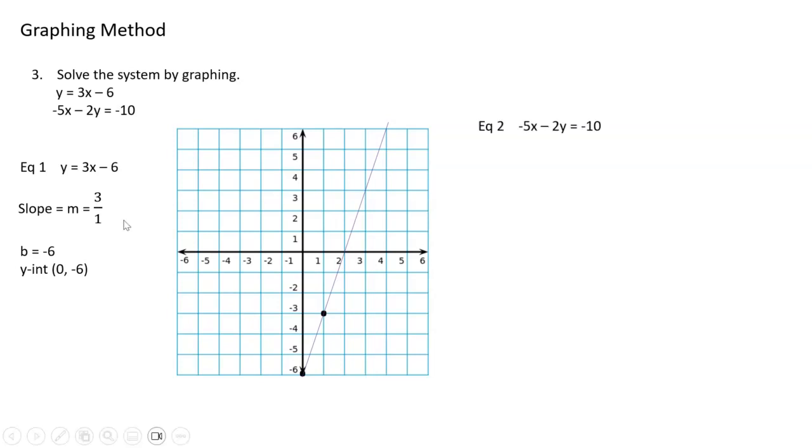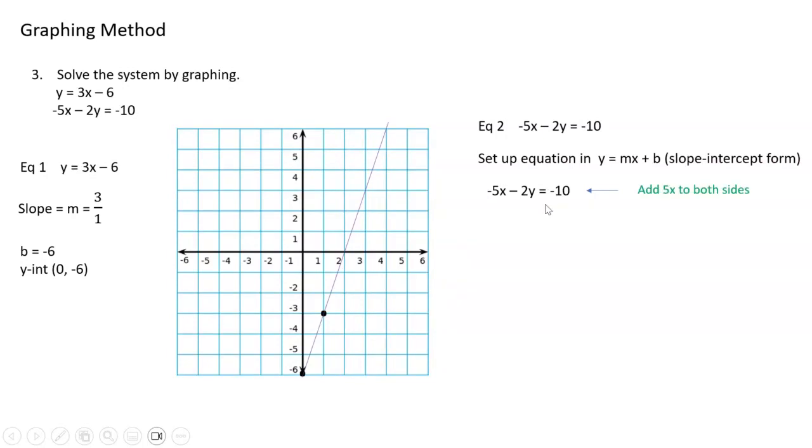Now, we have to do the same thing for equation number 2. For equation number 2, we have to put it in the form y equals mx plus b, which is the slope-intercept form. So we need to solve for y. Here we're going to add 5x to both sides. So we get -2y equals 5x minus 10. Then we divide everything by -2, and we get y equals -5 over 2 x plus 5.